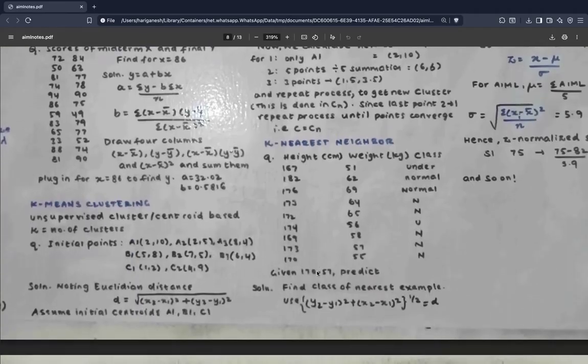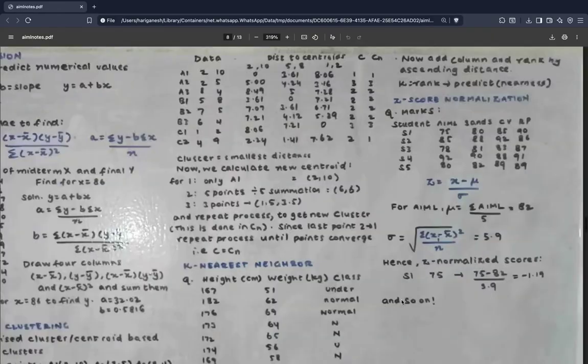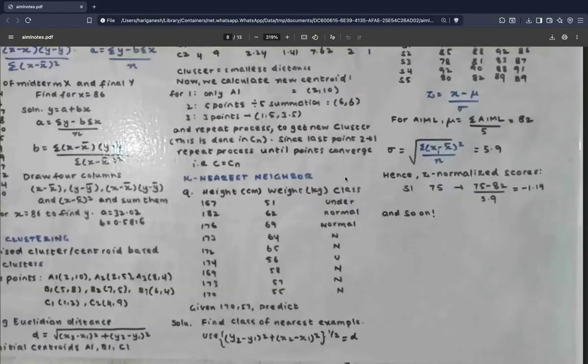Next is k nearest neighbors. Again, we've got two columns and we have a class division. This is again distance formula based. We're given a height of 170 and a weight of 57 kgs, and we're asked to predict what class they are in. So under is U, normal is N. It's the same distance formula. We want to minimize distance and sort this from least to highest distance.